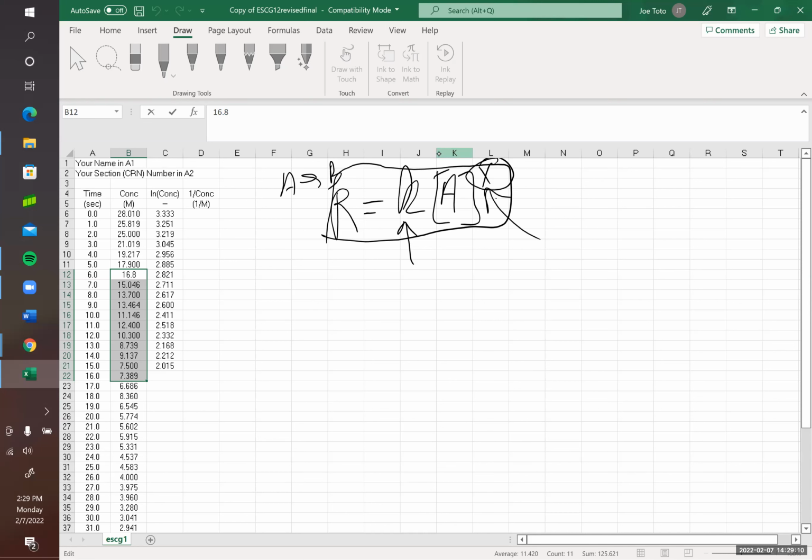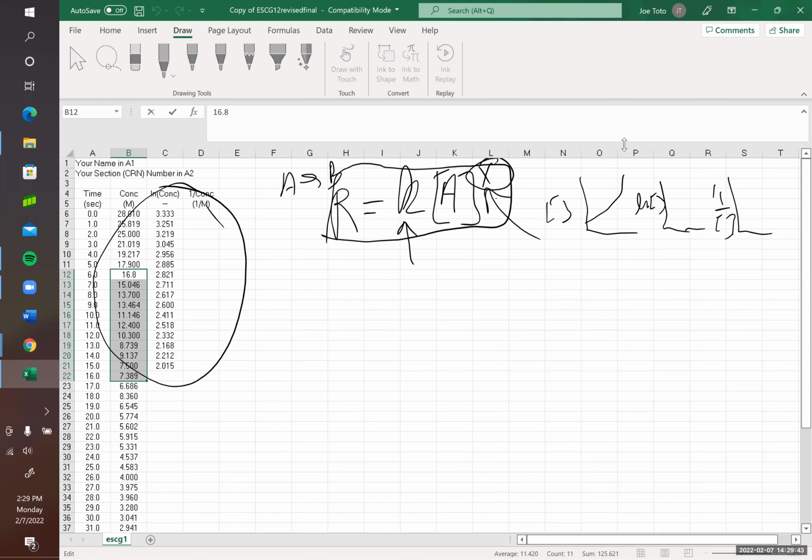So what you did was you followed the instructions and you made 3 plots. One concentration versus time, one the log of the concentration, and the last one was 1 over concentration versus time. And when you made these plots of this data over here, I think you found something like this.